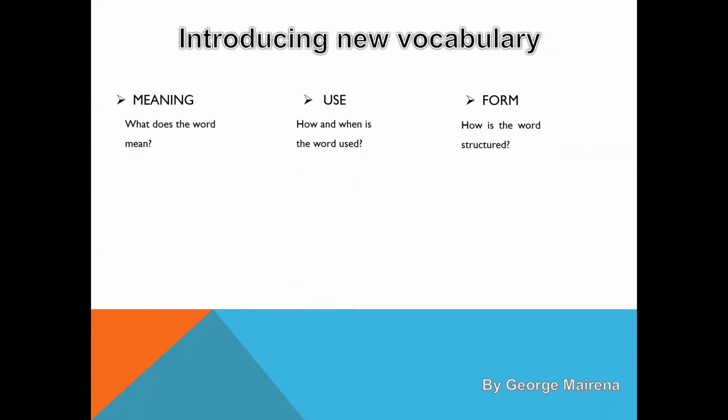Okay, let's see an example using the word frustration. Learning a new language can cause frustration sometimes. Why? Because it's difficult for that person to learn the language. So we can include in the meaning the synonyms. Frustration can be a synonym of disappointment, irritation, and the antonyms, satisfaction, relief, right? But that is in terms of meaning. What about in terms of use?